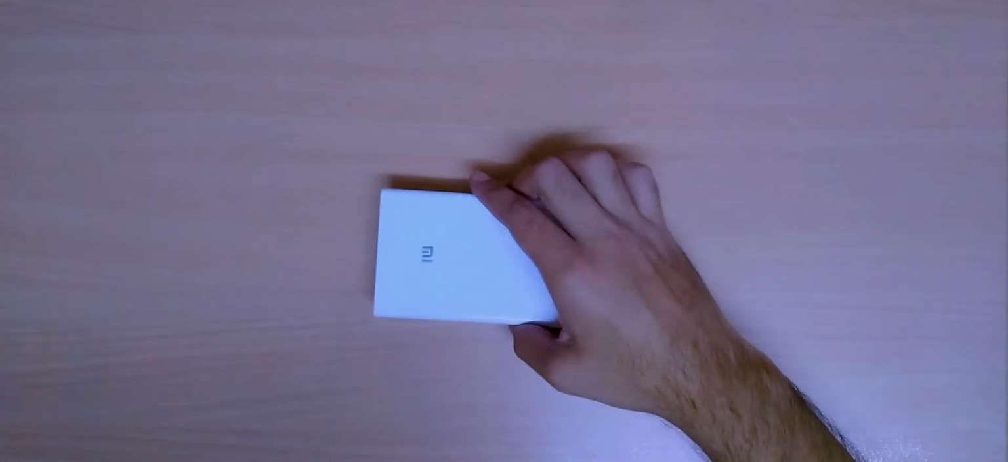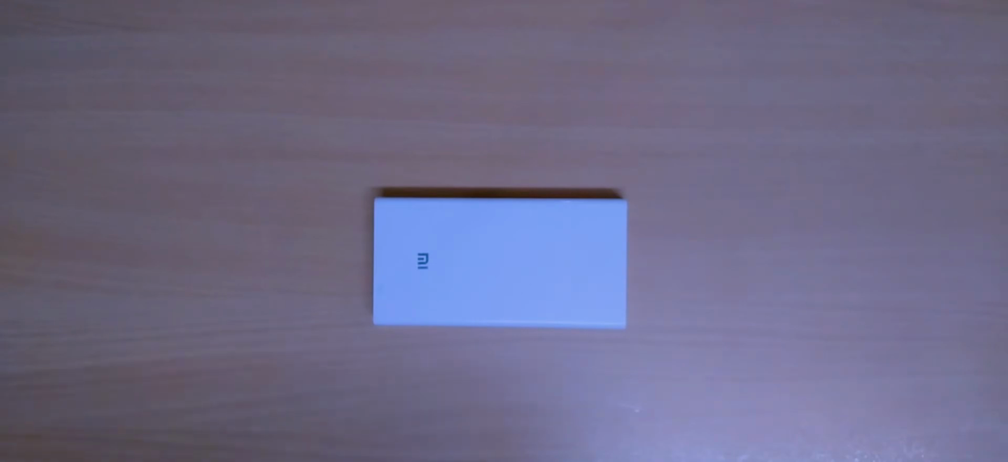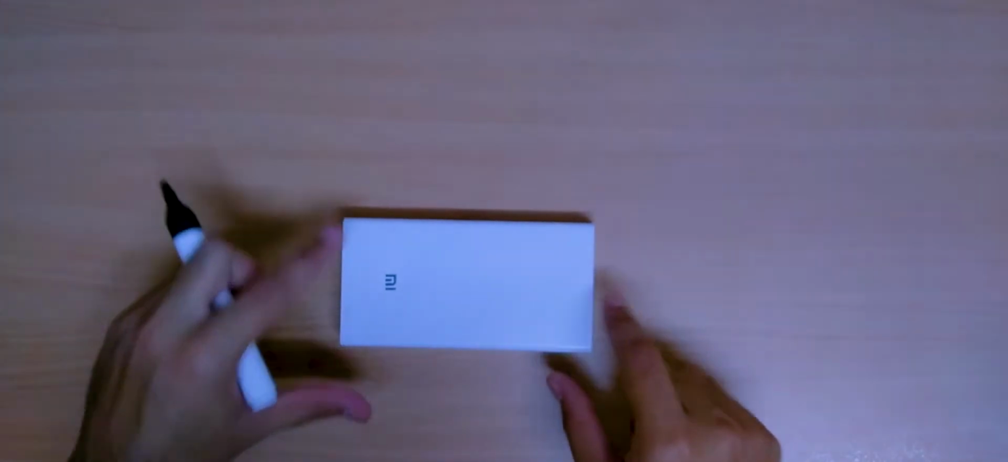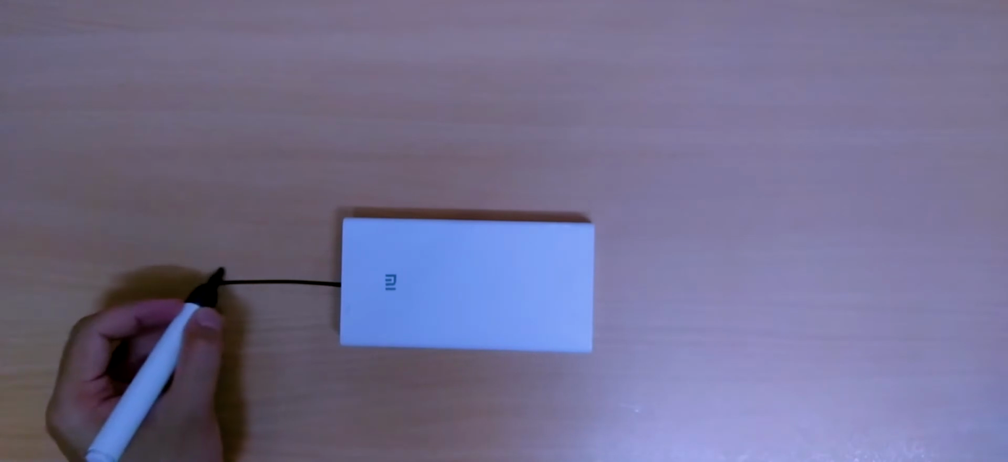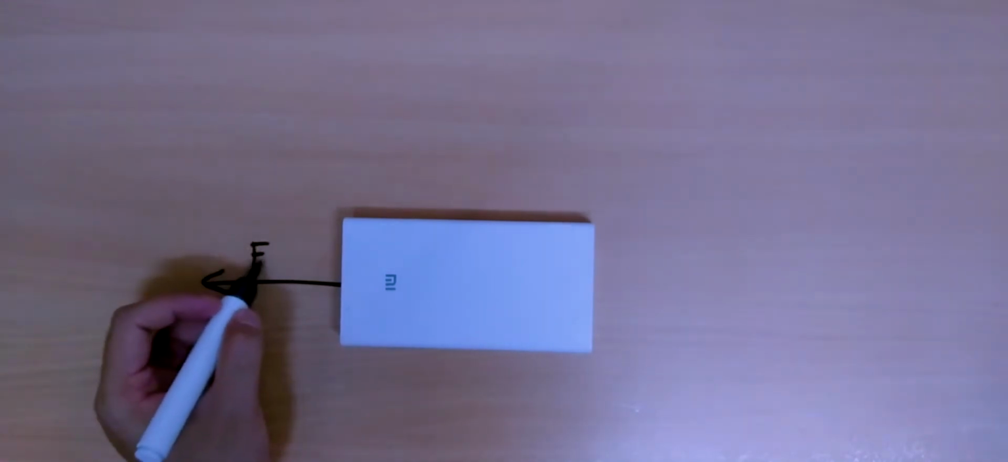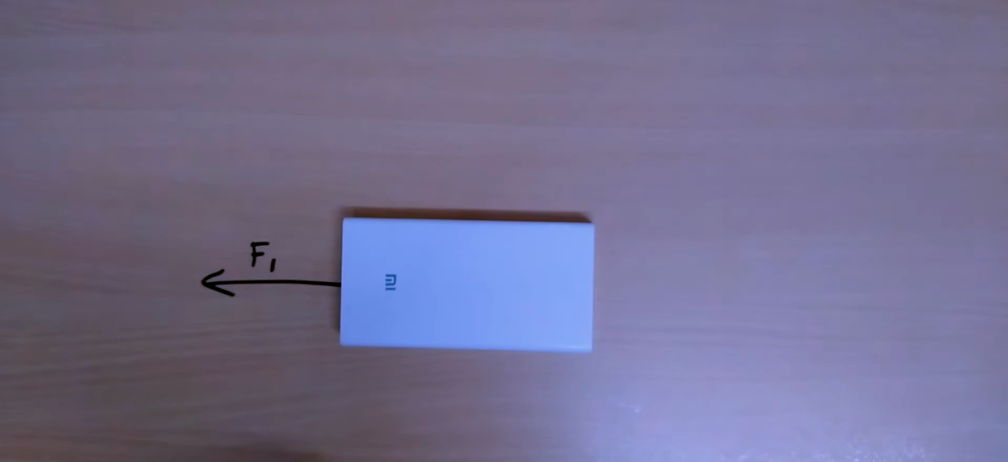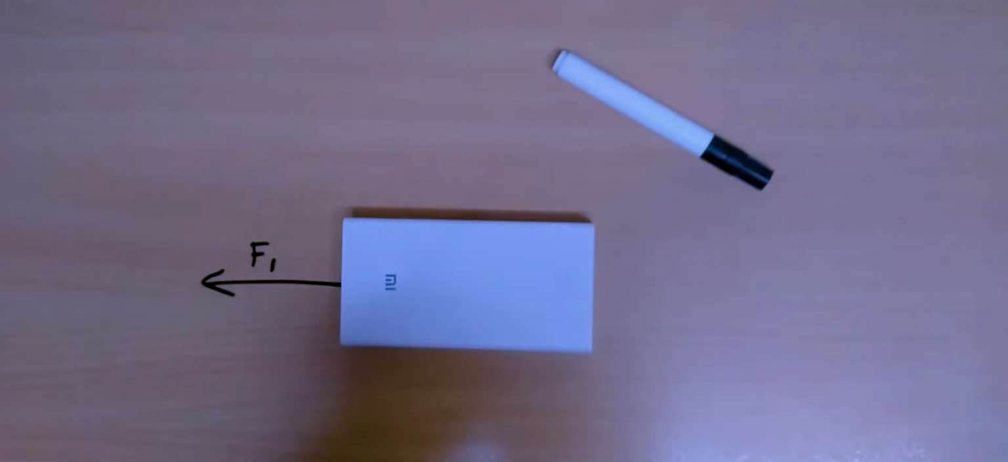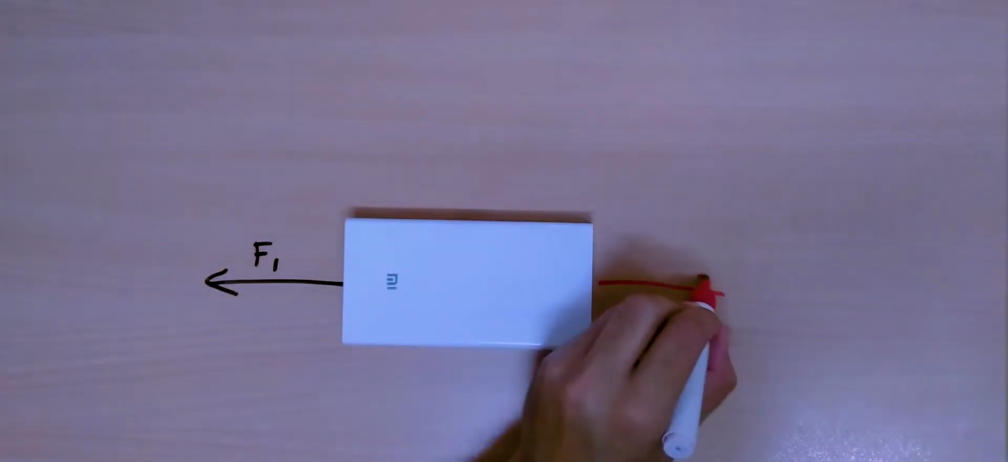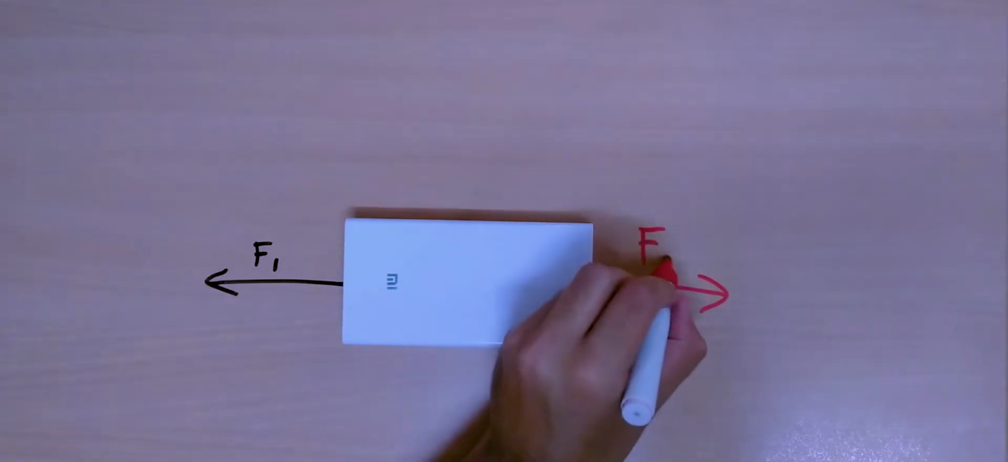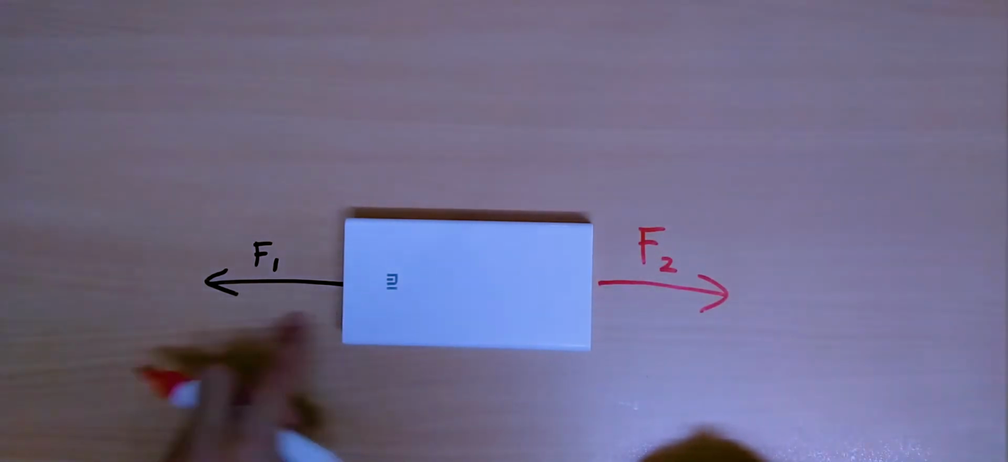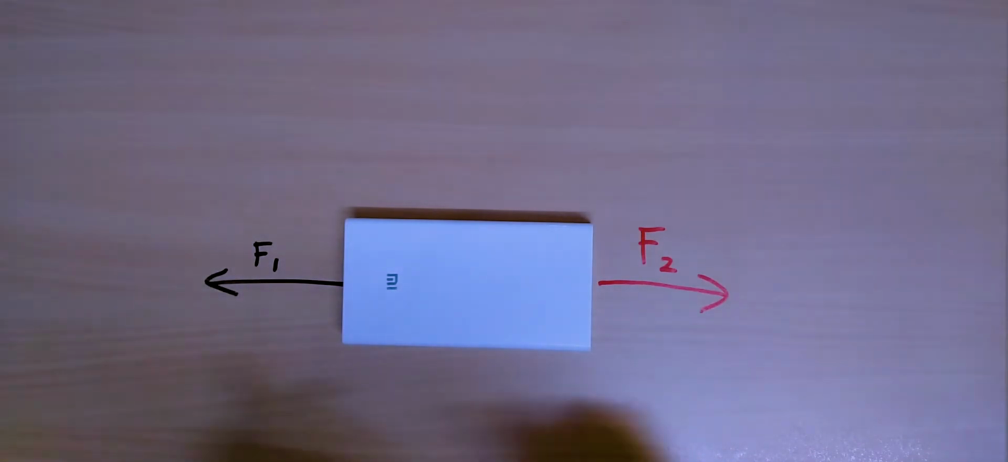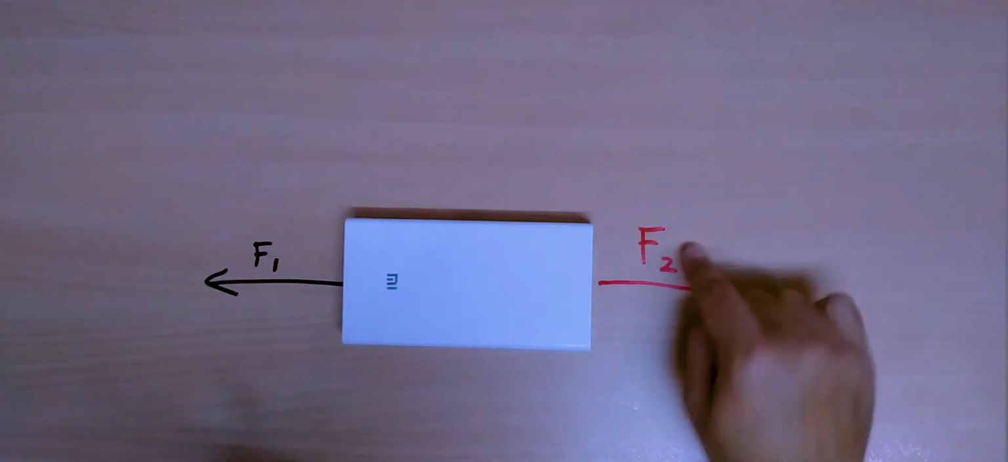There is one big misconception among many of you about how force and Newton's second law of motion work. So here I have an object, and let's say there are two forces acting on this object, which is a power bank. Let's say I have a force acting in this direction called F1, and I have another force acting on this object in this direction, and let's name that force F2.